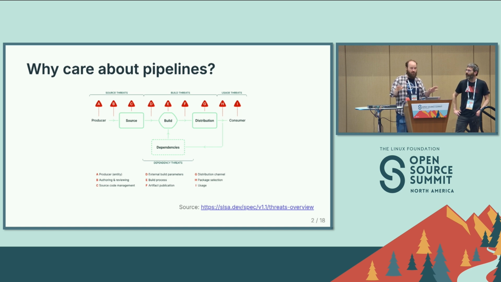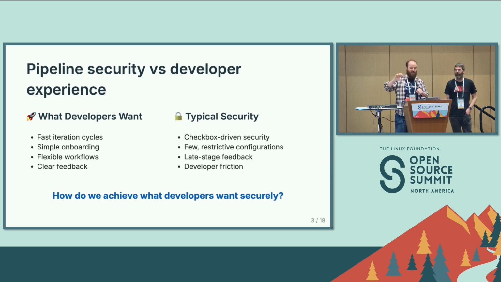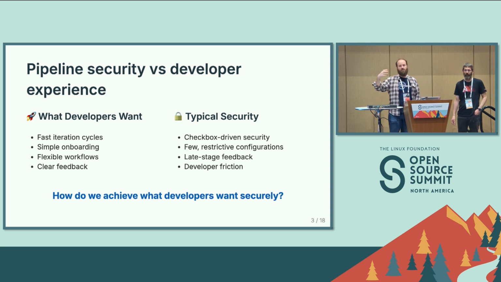And so at the start, we have this dichotomy between pipeline security and developer experience. So what do developers want? Well, they want to iterate fast. They want simple onboarding, just pointing at a repository and starting to build artifacts right out of the gate. They want workflows because while cookie cutter is good for starting, it's not always going to be what you want. You want to be able to customize it. And you need clear feedback about where you're going, about what is required for actually producing these artifacts and releasing them. And this is at odds with typical security, which is often checkbox driven.